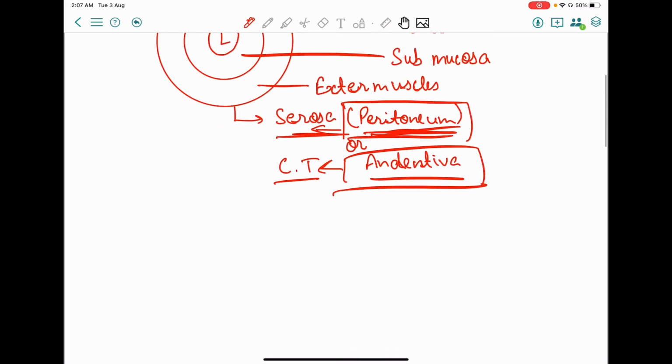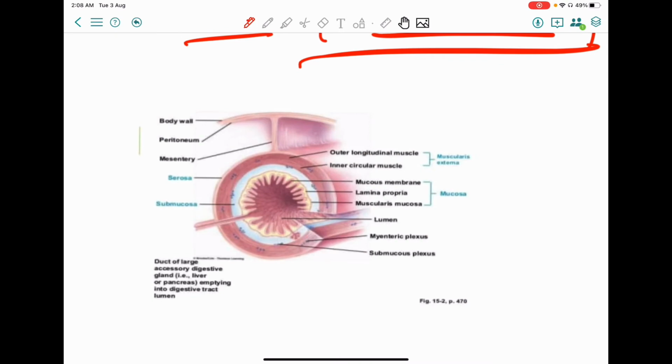So here we will look at a diagram. As you can see in the diagram, at the center it is the lumen. And what is the lumen covered by? It is covered by mucosa.